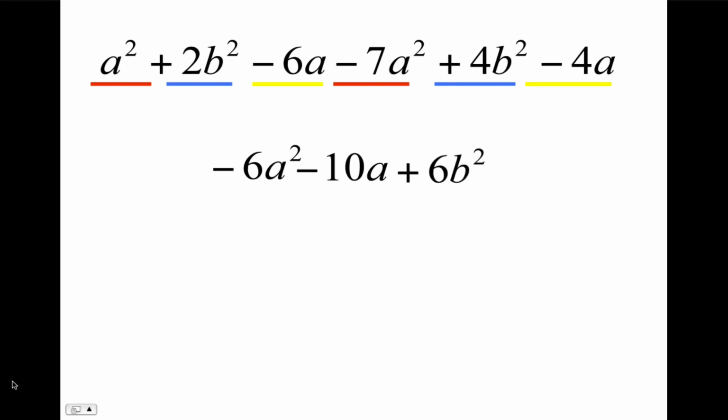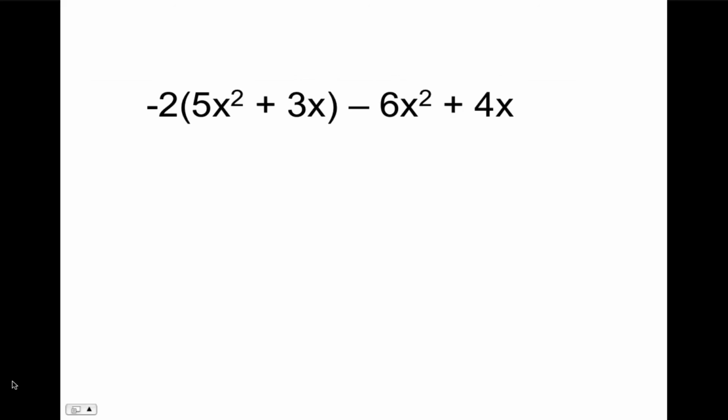If you got the same terms but in a different order, don't worry. That'll come with time. But just make sure that you're using the correct method for adding and subtracting your integers, which are your coefficients. Okay, this is the last example for today. We have negative 2 times the quantity of 5x squared plus 3x, minus 6x squared plus 4x. Good luck.